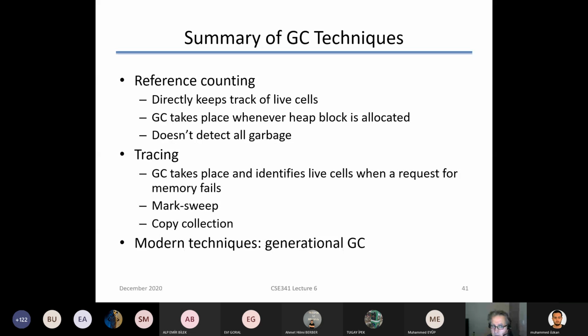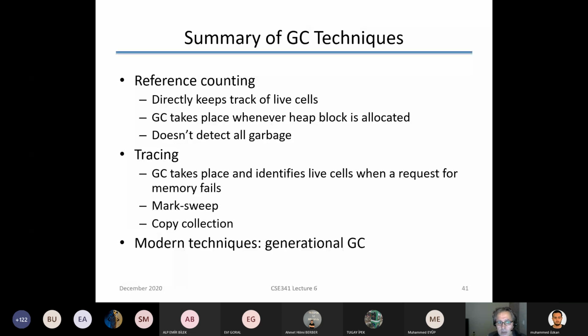One algorithm is reference counting. It directly keeps track of live cells, and garbage collection takes place whenever a heap block is allocated, but it doesn't detect all garbage. This is a disadvantage of this method. And there is another one, tracing. Garbage collection takes place and identifies live cells when a request for memory fails. The basic algorithm is either a mark and sweep algorithm or a copy collection algorithm. One of the problems with tracing is, of course, it requires time to do this, so it may cause a stop-and-go type of impact. And then there are some modern techniques that do this hierarchically, called generational garbage collection.